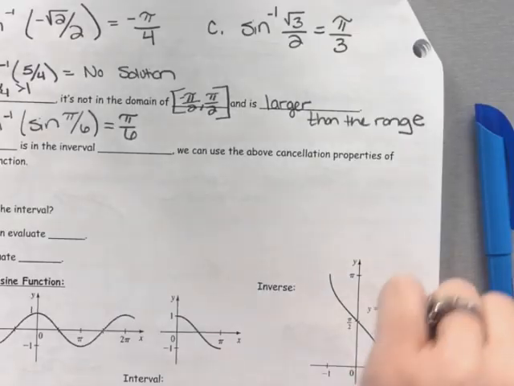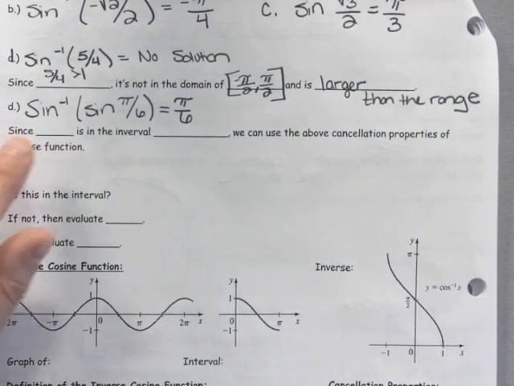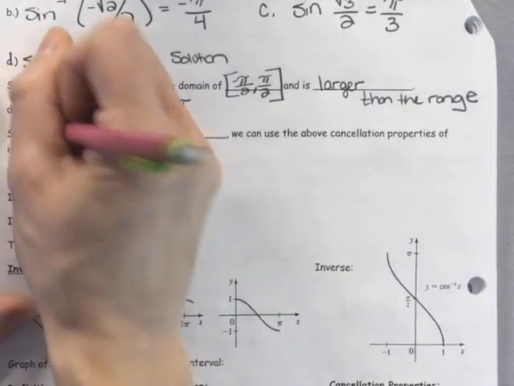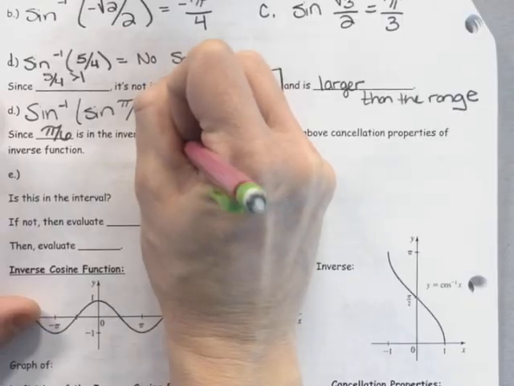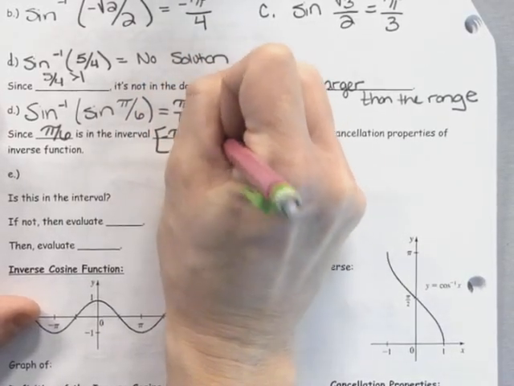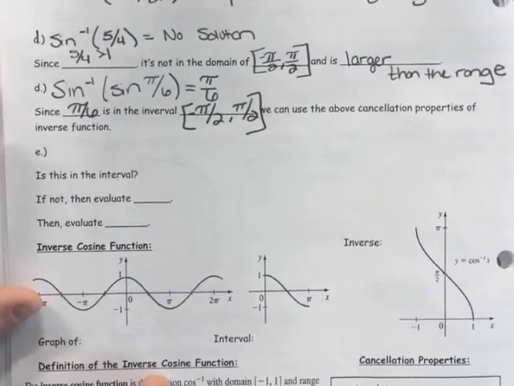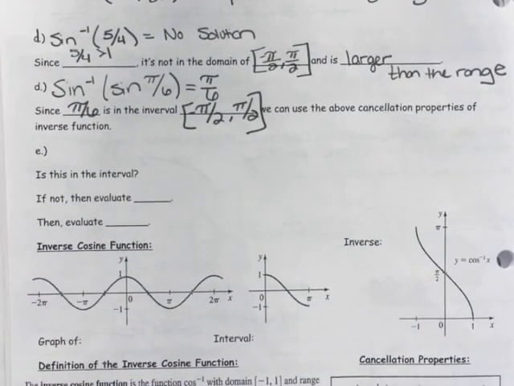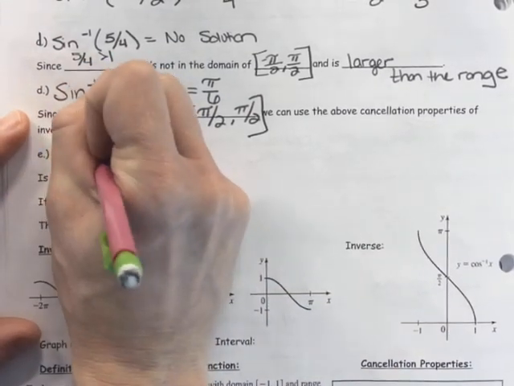All right, let's look at another problem. Let's see. So since pi over 6 was in the restricted interval from negative pi over 2 to pi over 2, we could use the cancellation property. Okay? Let's do another one, but this one you're not going to be able to use the cancellation property.